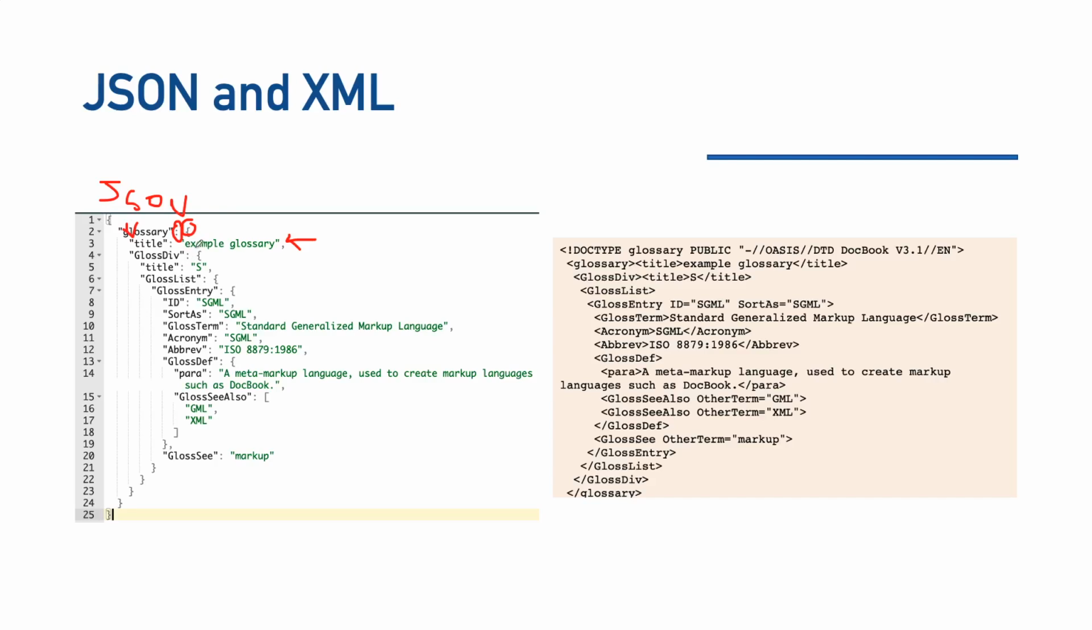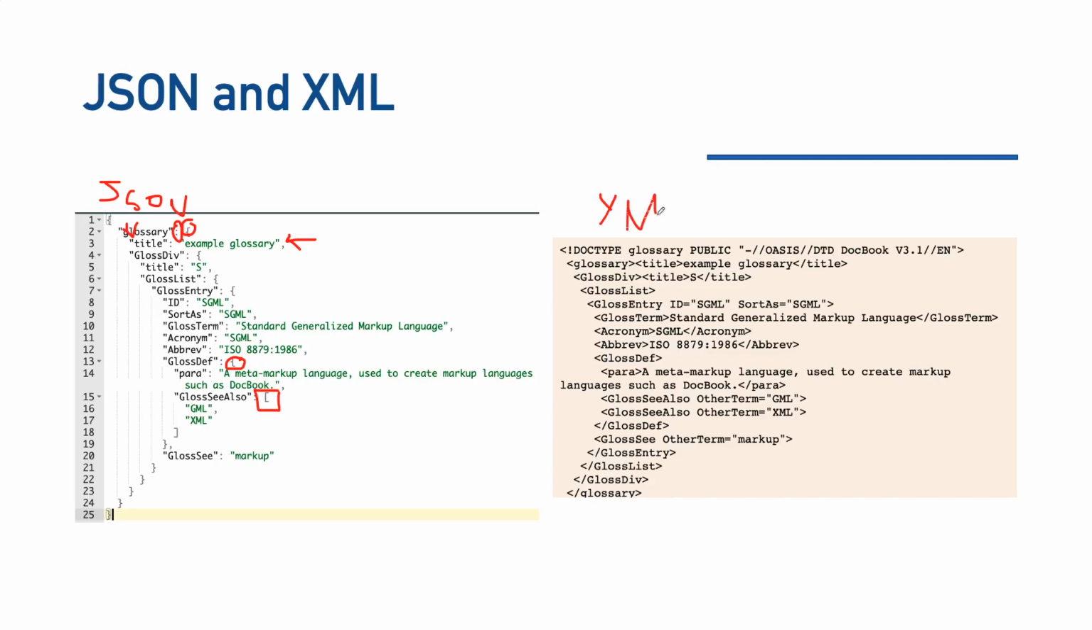Now, one thing that's important to note in JSON is that you can also have arrays, which are denoted by square brackets. You can have objects. So here we can see that we have a glossary object, which contains title, which contains a gloss div object, which contains a gloss list object, which contains a gloss entry object. So actually quite a lot of the way JSON works is these nested objects. And then this is the same data in XML.